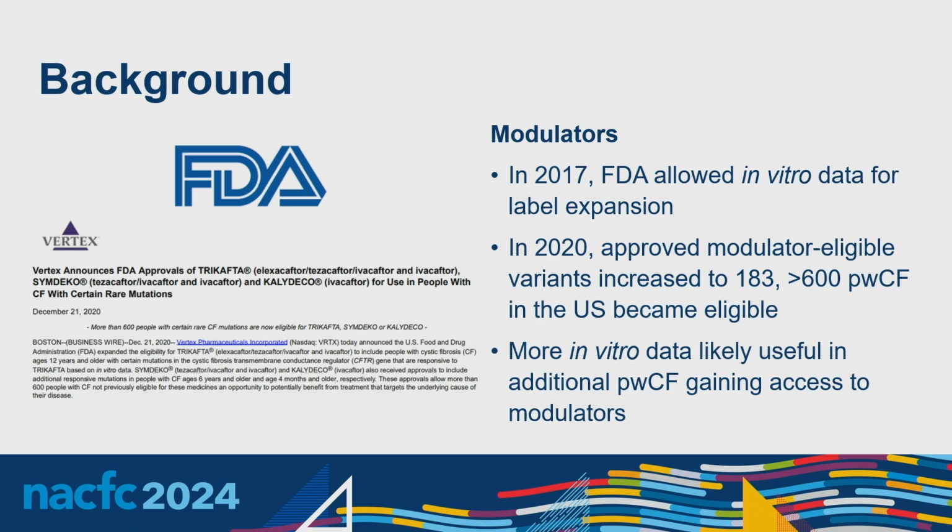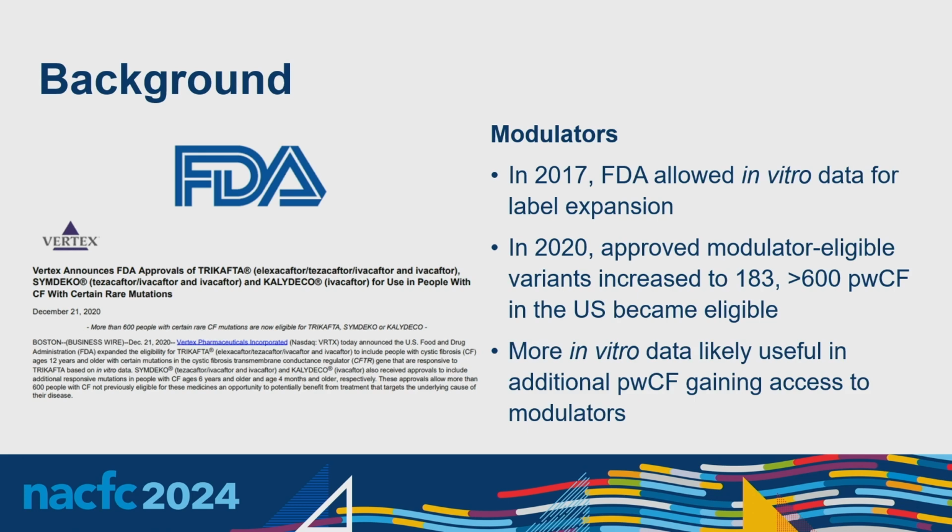And so at some point, the FDA started to allow in vitro data, where we looked at response to drugs in cells and said, hey, if it responds in a cell, it's likely going to respond in a patient. Then in 2020, using in vitro data, the approved modulator-eligible variant list increased up to 183 different variants that are currently FDA approved for modulators. That expansion led to more than 600 people with CF in the US becoming eligible for CFTR modulators.